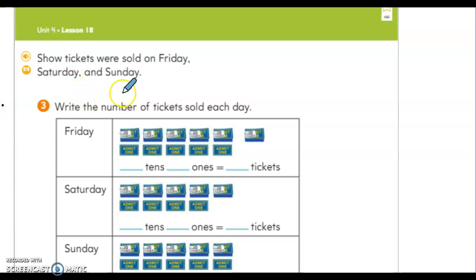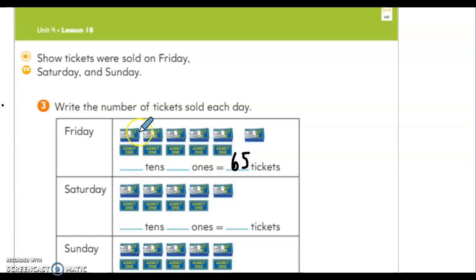So first of all, it says write the number of tickets sold each day. Here I can see that this says 10 tickets. So these with the little white stickies on them are groups of 10. And these that just say admit 1, that is just 1 ticket. So let's count these out together. 10, 20, 30, 40, 50, 60, 61, 62, 63, 64, 65. So 65 tickets were sold on Friday, so let's write that in.